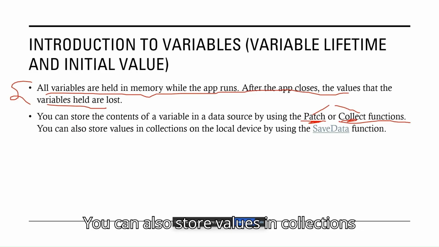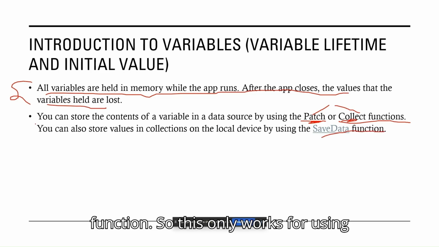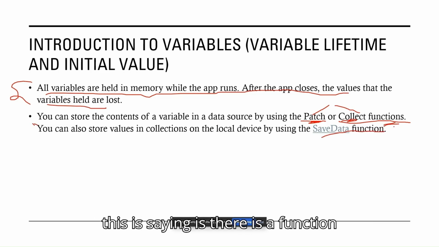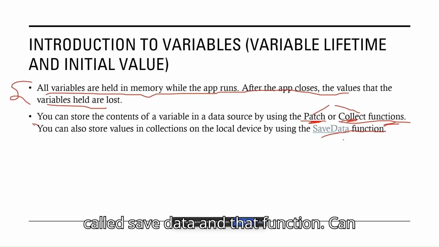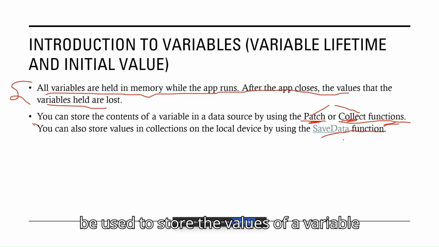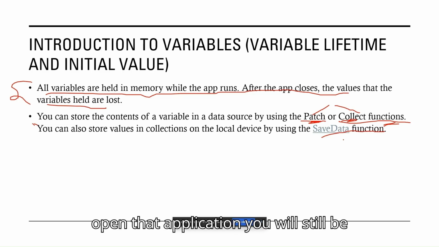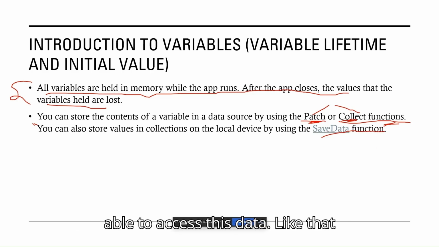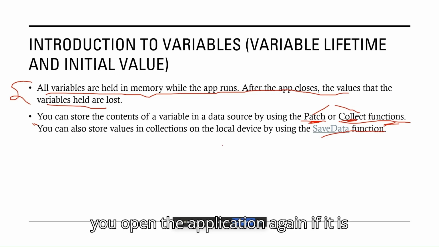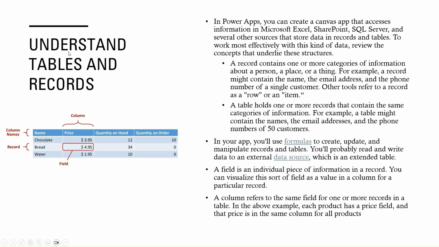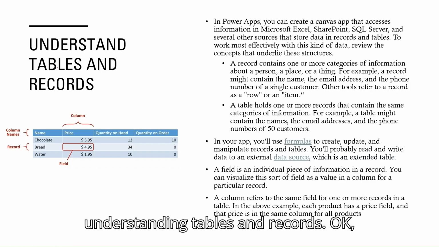You can also store values in collections on the local device by using the save function. This only works when using the Power Apps mobile application. What this is saying is there is a function called SaveData, and that function can be used to store the values of a variable in your phone's memory. So next time you open that application, you will still be able to access this data. That variable's data would still be there when you open the application again if it is saved using the SaveData function.